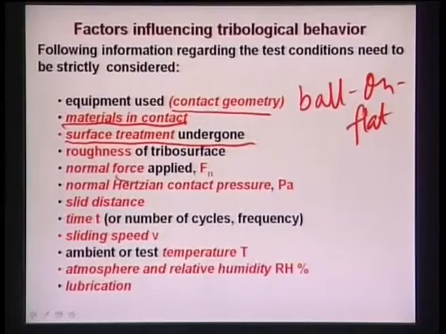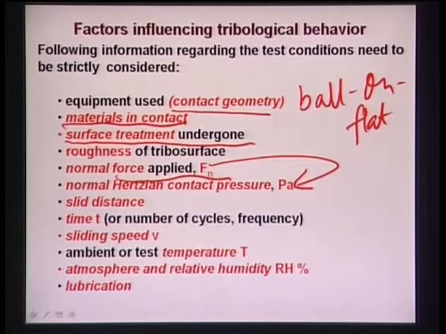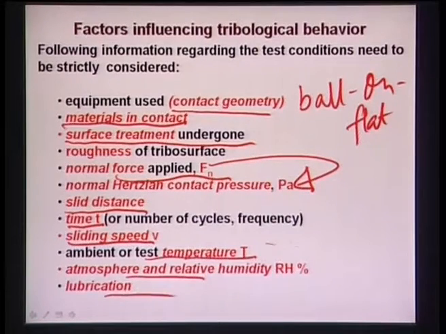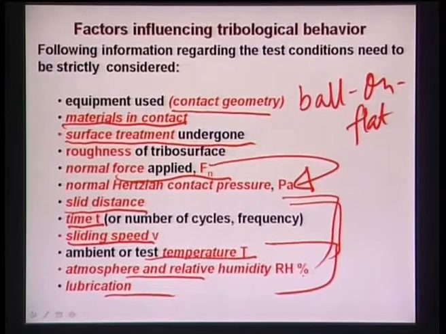Fourth or fifth one is the normal force, that is Fn, that is applied on the mating couple. Depending on the normal load, that will form some Hertzian contact diameter, and you can find out what the Hertzian contact pressure at the tribo couple is, what the time duration is, what the total sliding distance is, what the sliding speed is, what the ambient or test temperature is, and atmosphere and lubrication. These are all called the operating parameters.